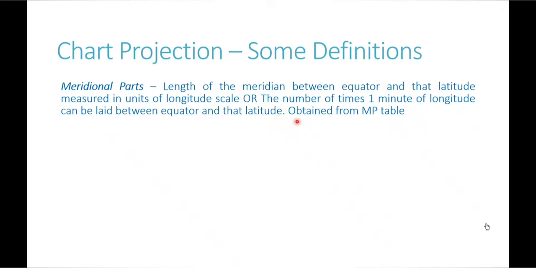How do we obtain them? We have a meridional parts table in the Norie's nautical tables. So they can be picked up from there. You enter the table with latitude, and for every particular latitude, degrees and minutes, they will give you the meridional parts for that particular parallel.